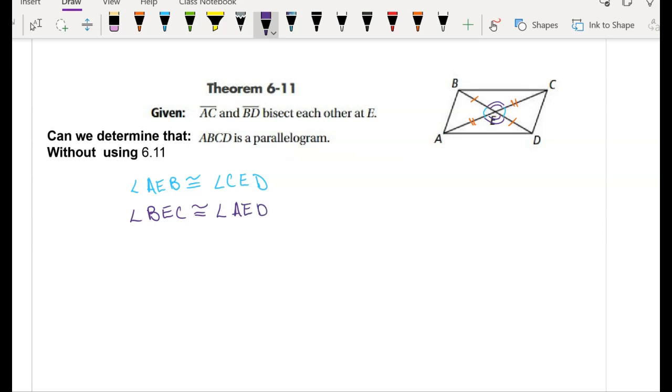Now let's take a second and see what else we know. Do you see it yet? I have side, angle, side, side, angle, side. So these two triangles are congruent. That means that BA is congruent to CD because corresponding parts of congruent triangles are congruent.